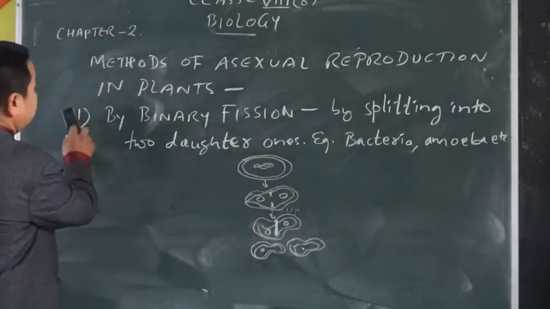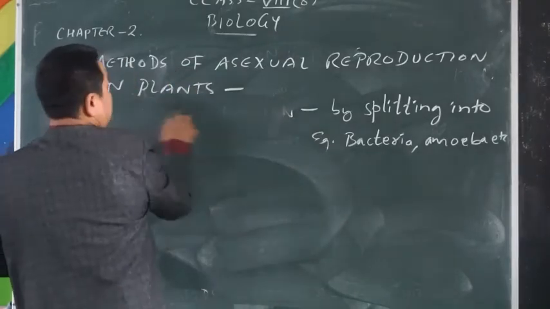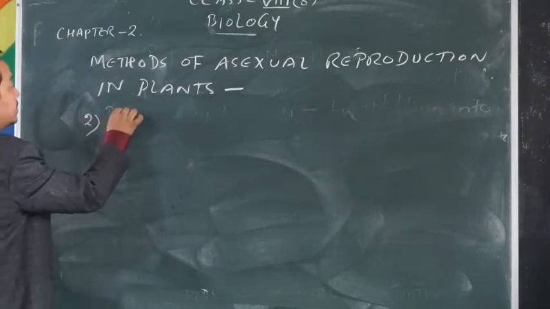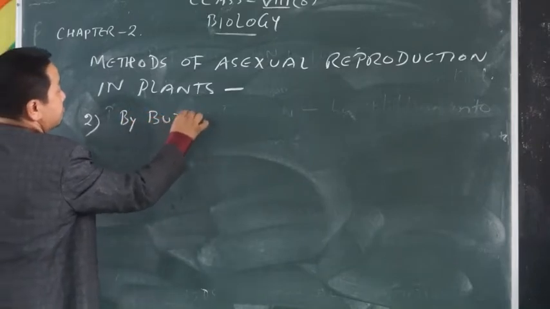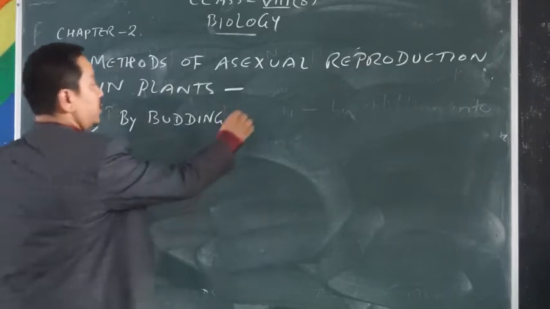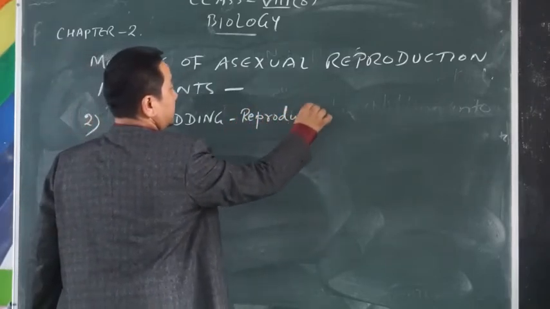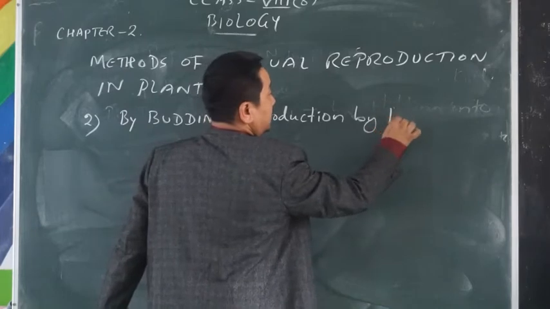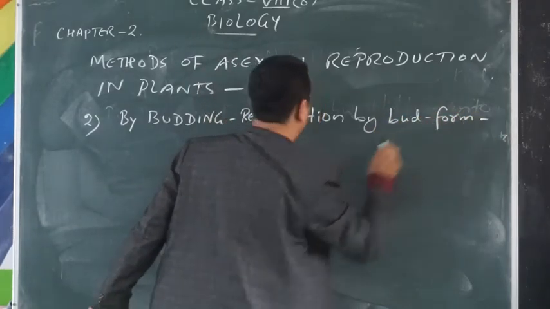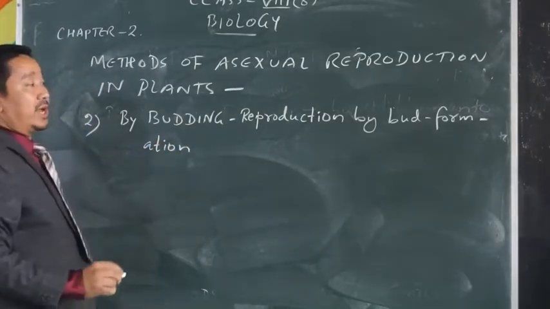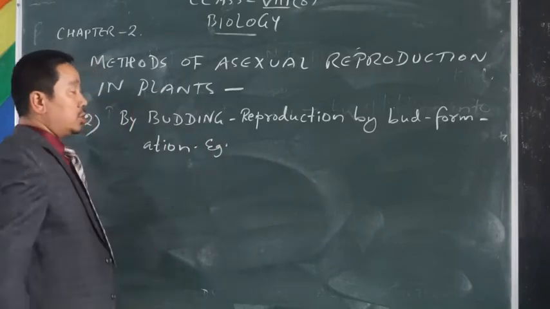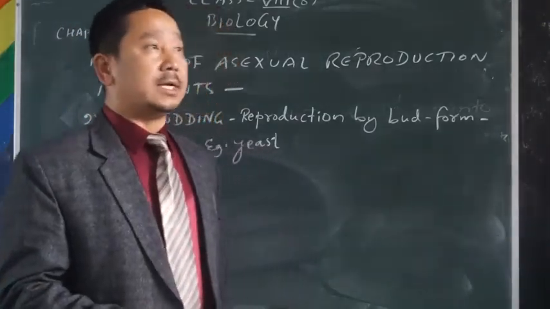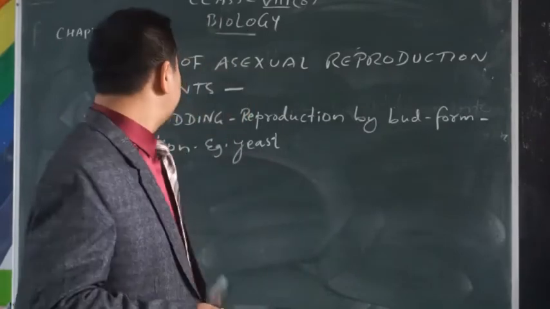Then second we have reproduction by bud formation, that is budding. Example, yeast. Yeast is a unicellular plant, and it reproduces by budding.